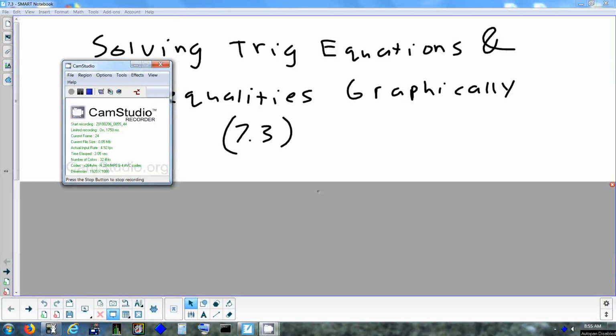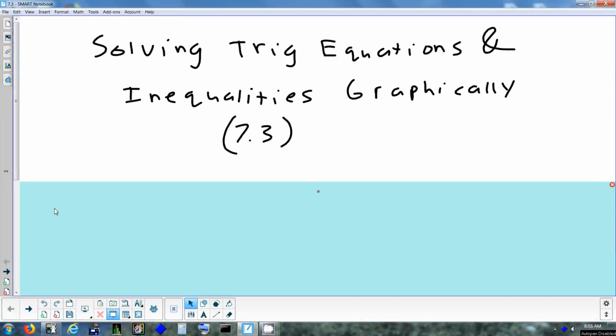Okay, so second section we'll look at this week is 7.3. Today we'll be solving equations, some inequalities towards the end, graphically. The nice thing about graphically is you pretty much can solve anything that they give you, because all you have to do is graph it and look for one of two things.